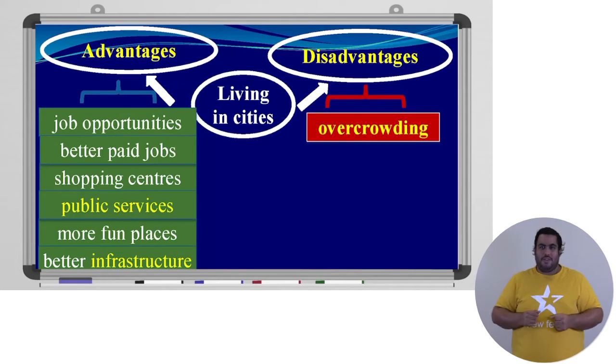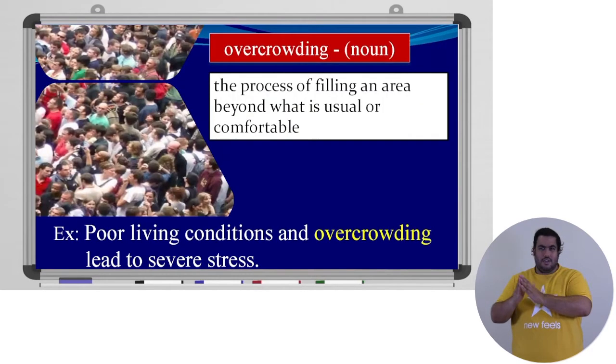We have overcrowding. Overcrowding is the process of filling an area beyond what is comfortable. It means very crowded. For example, poor living conditions and overcrowding lead to severe stress, don't you think?